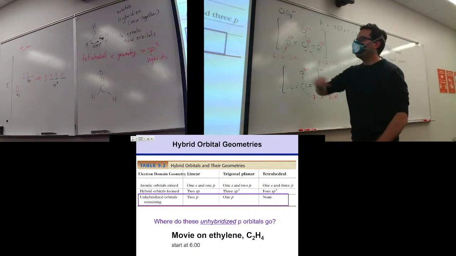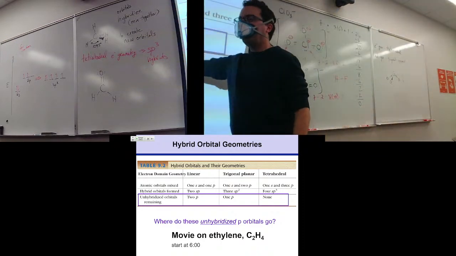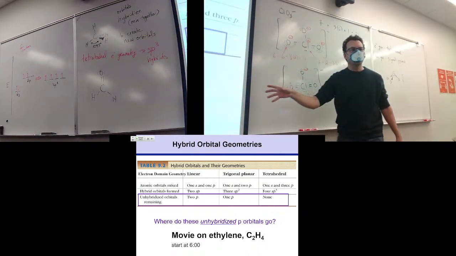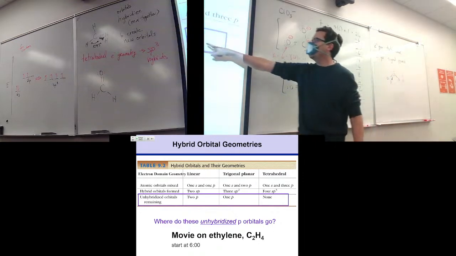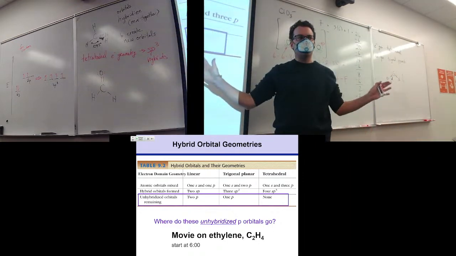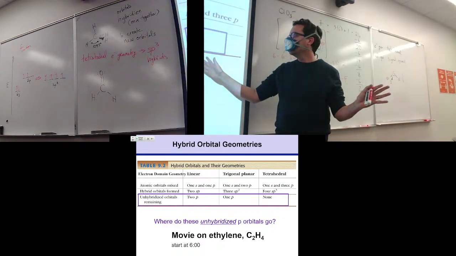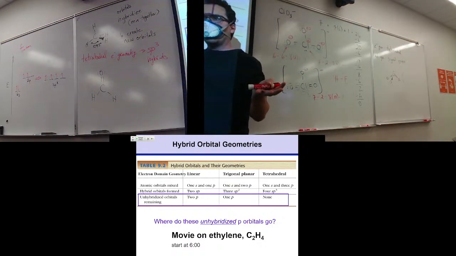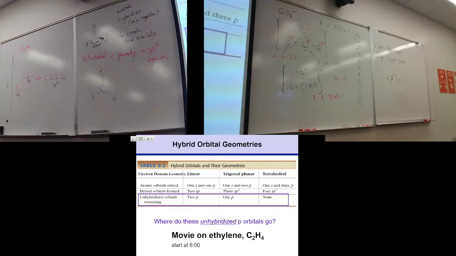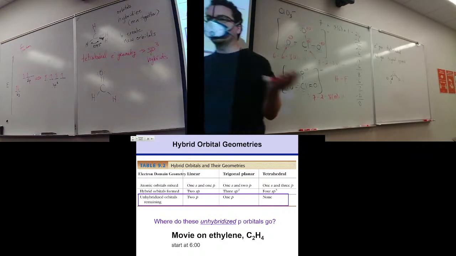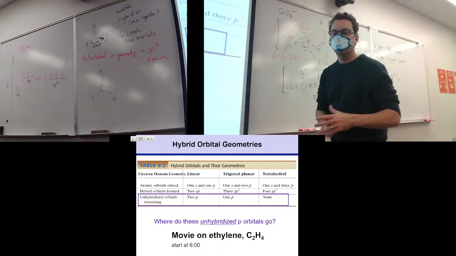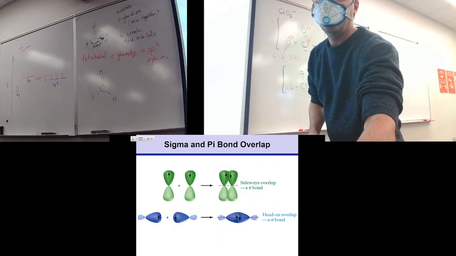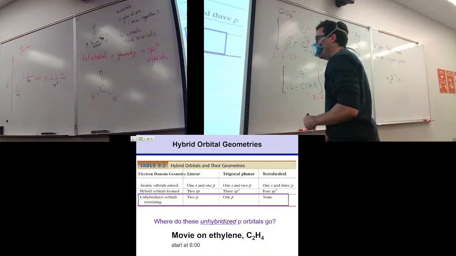Now, let's focus on the p orbitals that were not involved in hybridization, right? So in the tetrahedral shape, all the p orbitals got used up. They all got hybridized. There's nothing left. But for trigonal planar, we left one of those p orbitals alone. And for linear, there were 2 p orbitals that were left alone. So what happens to those? So let's look at C2H4.